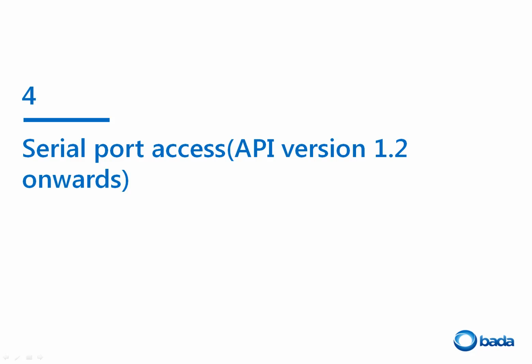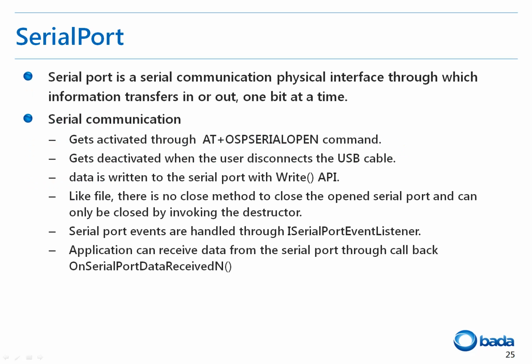In the next few slides, I'm going to explain the serial port communication feature of bada. A serial port is a physical serial communications interface. The serial port class encapsulates low-level serial communications. Before starting serial communication, the host device needs to first activate the serial communications feature on the device with the @+OSP_SERIAL_OPEN command. The serial communications feature is deactivated when the user disconnects from the USB cable.